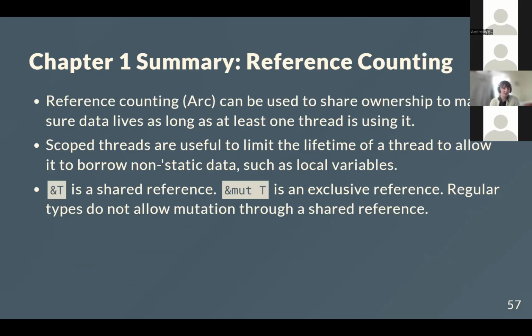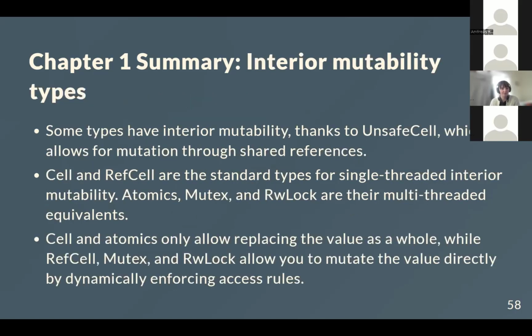Regular types don't allow mutation through shared references, therefore we usually call them immutable types. But when we're dealing with interior mutability, this terminology of shared reference and exclusive reference becomes more useful. Some types have interior mutability thanks to UnsafeCell internally. They allow mutation through shared references. Cell and RefCell are the standard types for single-threaded interior mutability. Atomics, mutexes, and RwLocks are the multi-threaded equivalents.